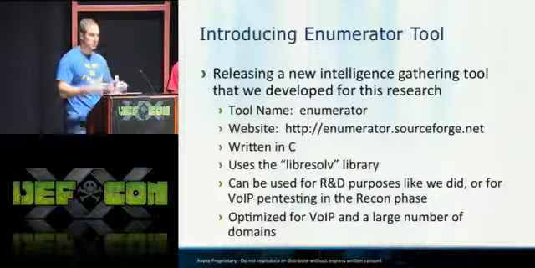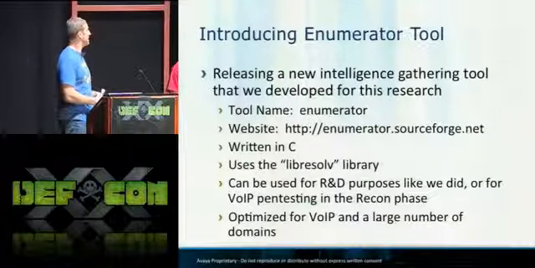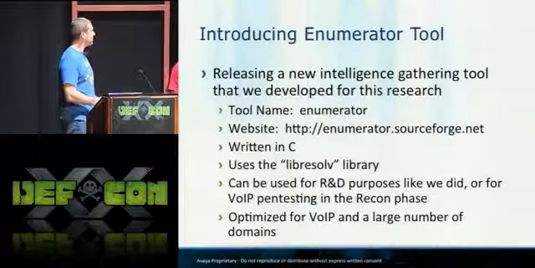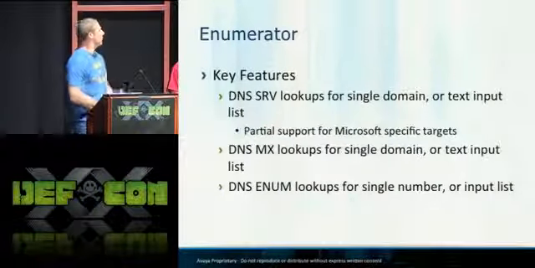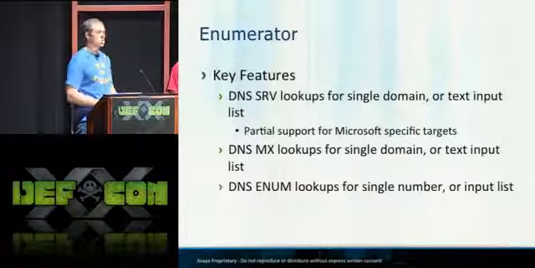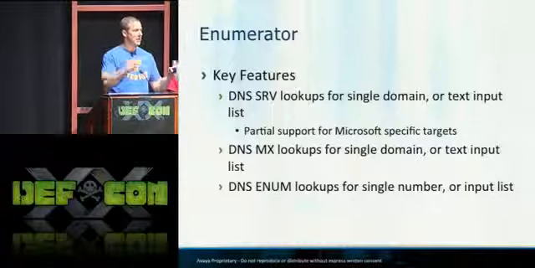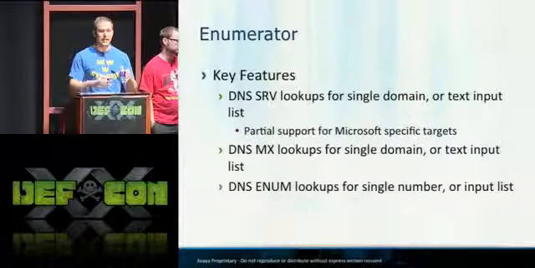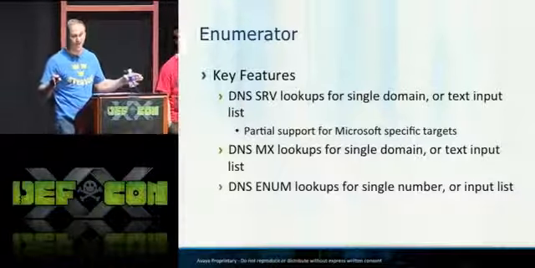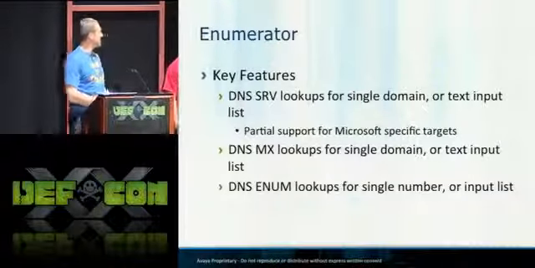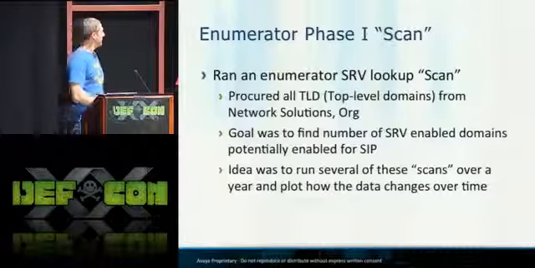We wrote some special features that can look for organizations for the existence of SIP services. It's optimized for VoIP. The DNS SRV lookups can be for a single domain or for a text input list. It also supports MX record lookups because we wanted to compare SRV to MX and plot this over time and see how SRV was catching up with MX records as far as for all top-level domains. So that was a part of the experiment. And we support ENUM in Enumerator. And that was one of the things that we were initially looking at.